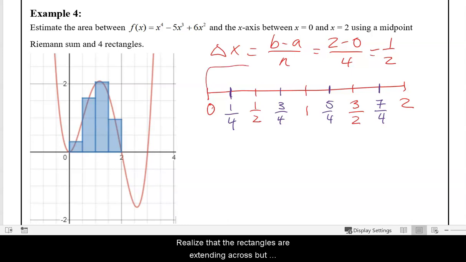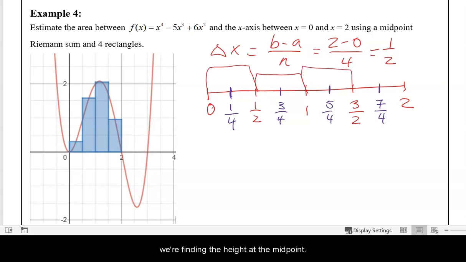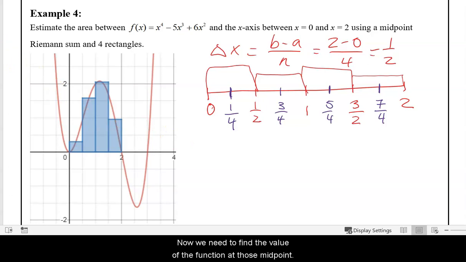Realize that the rectangles are extending across, but we're finding the height at the midpoint. The midpoint will give us the height of the box. There are the 4 rectangles, and 1/4, 3/4, 5/4, and 7/4 form the midpoints of each box. You can use either the first method or the second method to compute the midpoints. Now we need to find the value of the function at those midpoints. Go ahead and pause the video here and compute your values, then turn it back on to compare them to mine.